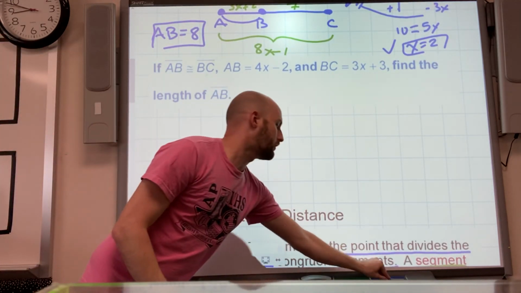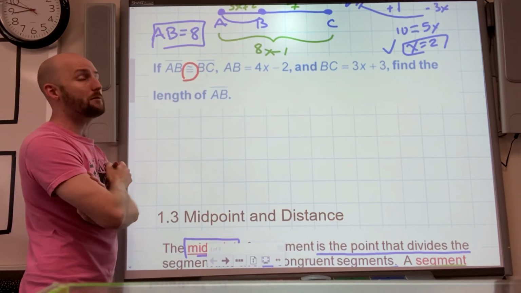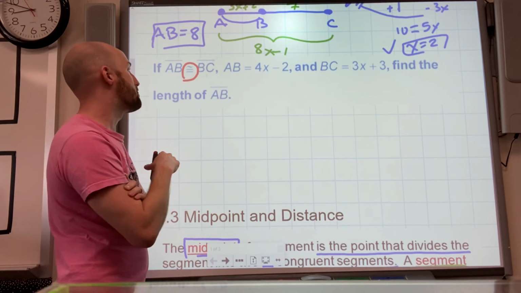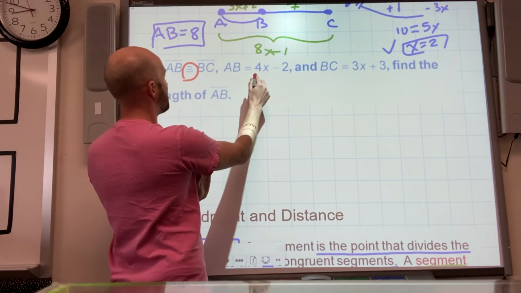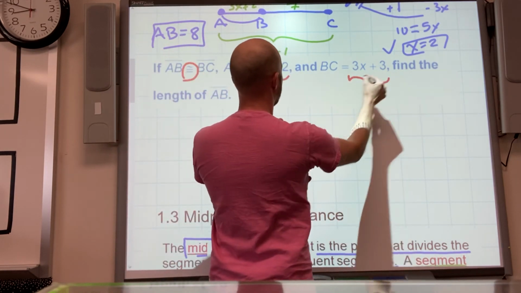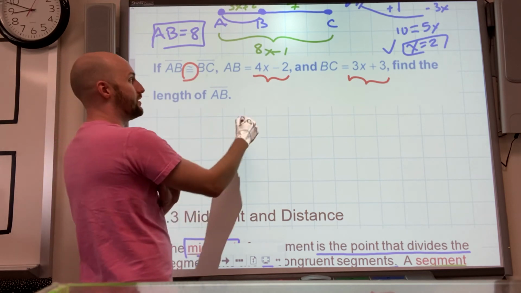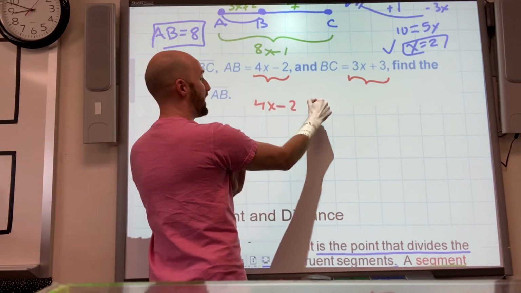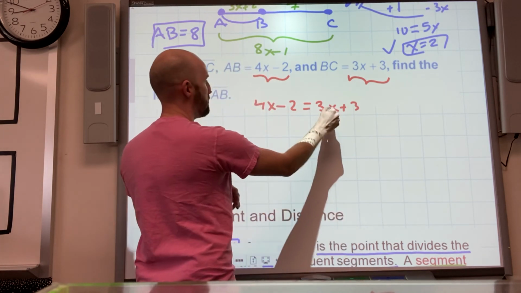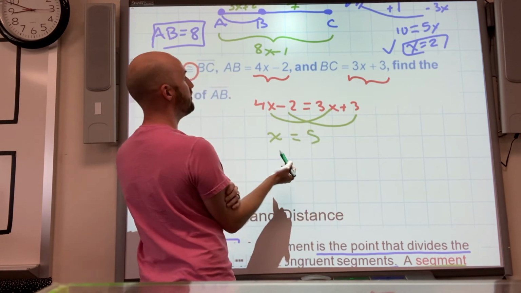Okay, this one, we've got a little symbol here. This symbol means congruent. It means that those two segments are going to be the exact size and shape of each other. So one of those segments is 4x minus 2. The other segment is equal to 3x plus 3. And because they are the same size and shape as each other, that means that I am allowed to set them equal and solve. Okay, minusing 3x is 1x, plusing 2 is 5.